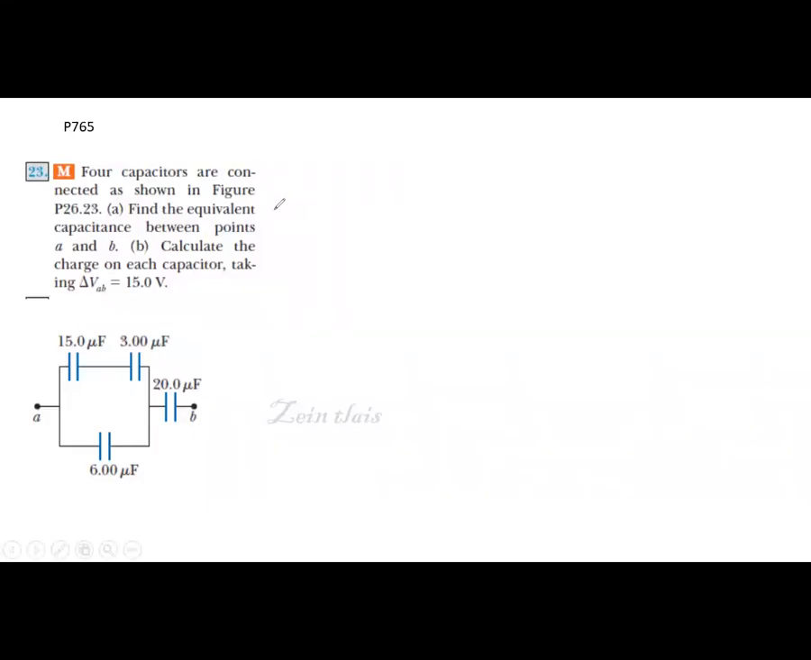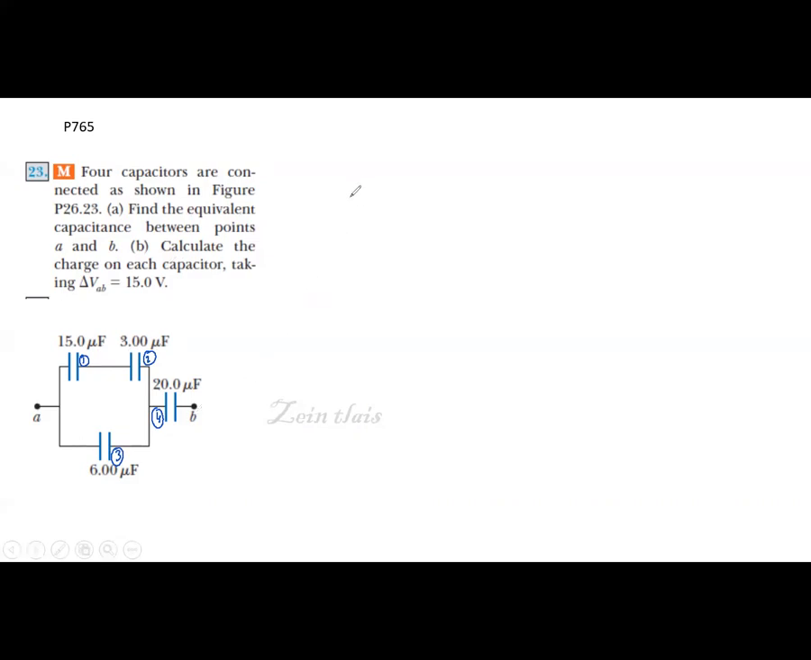Problem 23: we have 4 capacitors. We have to label each one. Let's say we have 1, 2, 3, and 4. Find the equivalent capacitance between points A and B. So we have to find the total equivalent.